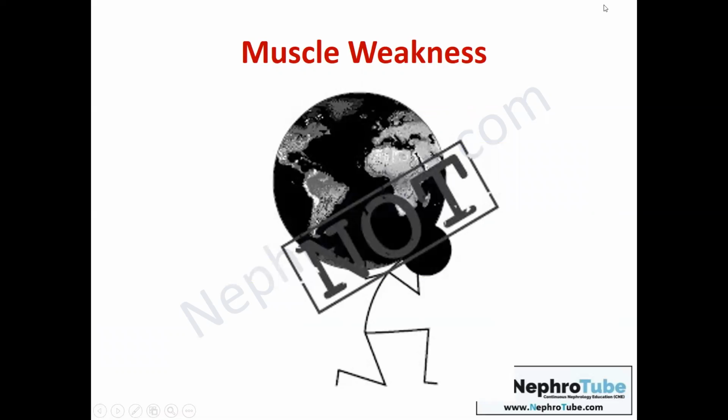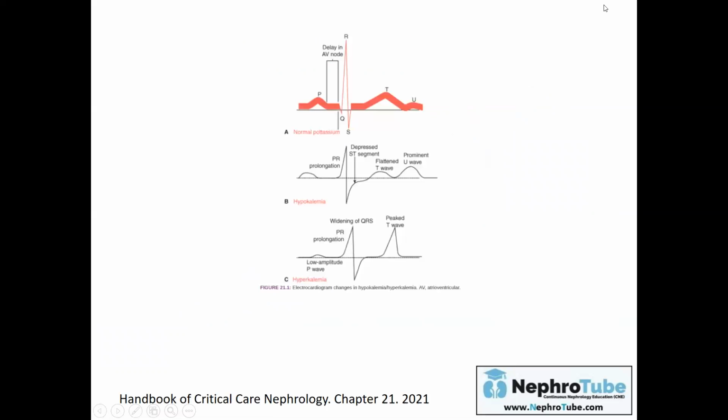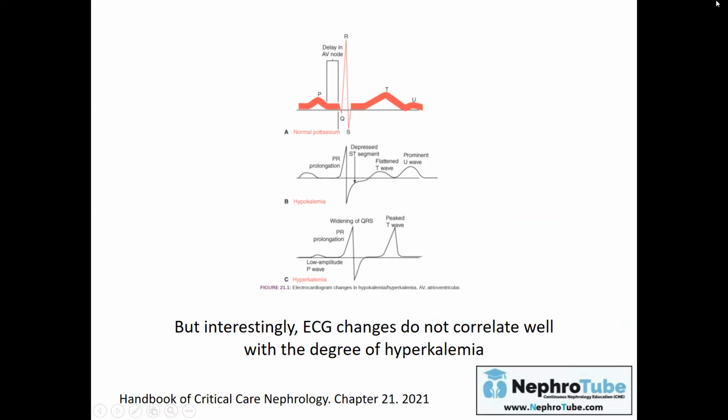The first manifestation of hyperkalemia is muscle weakness. And yes, sure, there will be ECG changes as hyperkalemia will affect the repolarization phase. It will cause low amplitude P wave, prolonged PR, wide QRS, and the most famous is peaked T wave. But the most important point that we have to know is that ECG changes don't correlate well with the degree of hyperkalemia.